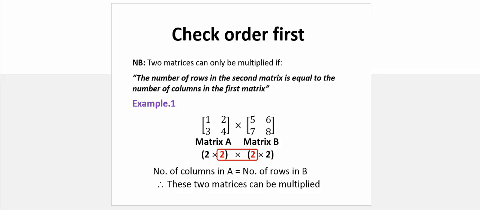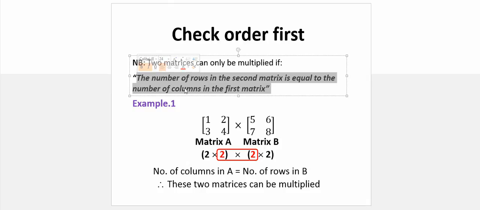Actually, before you even try multiplication of matrices, we need to make certain that our matrices are of the correct order. Not all matrices will in fact multiply together. They have to meet a particular criteria. And the criteria is such that the number of rows in the second matrix has to be equal to the number of columns in the first matrix. If this condition is met, then a multiplication product can be formed.